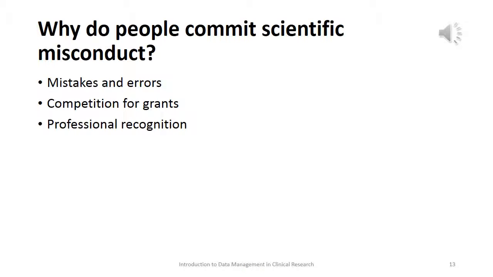So why do people commit scientific misconduct? They make mistakes and errors. There is a lot of competition for research grants, for money to conduct research, and so there's a lot of pressure to show results. Then finally, professional recognition. People in any profession want to be recognized for being a leader in that profession. So there's a lot of temptation to engage in scientific misconduct if it's going to potentially lead to professional recognition.